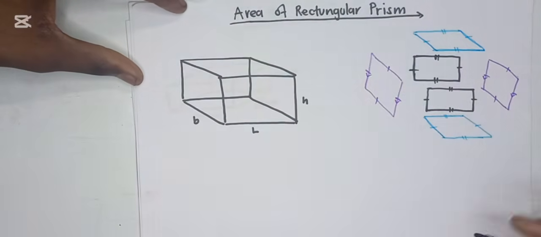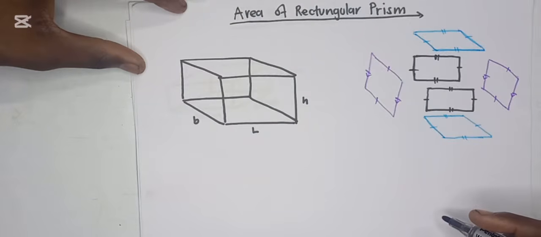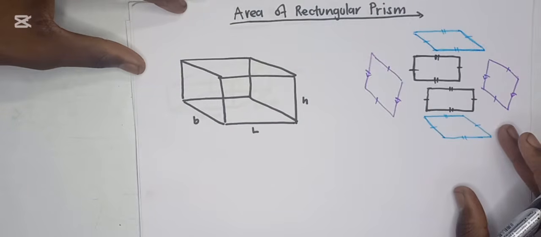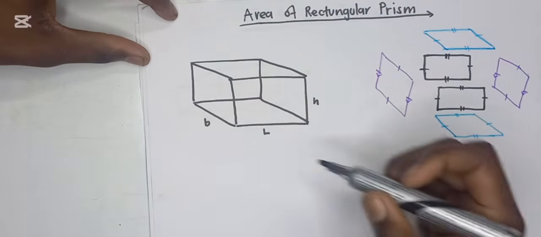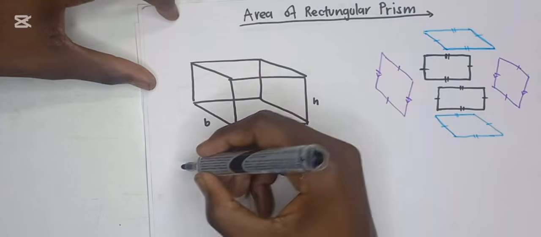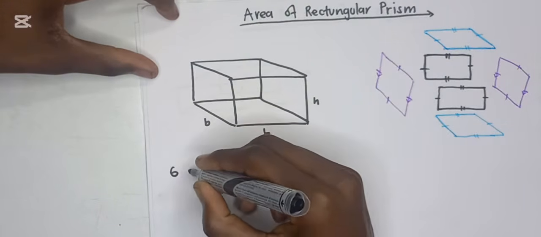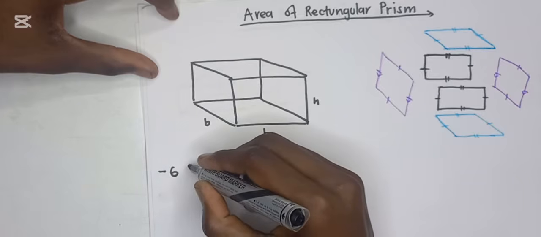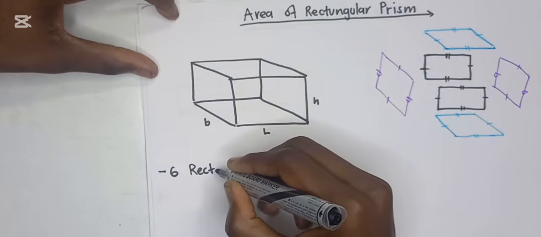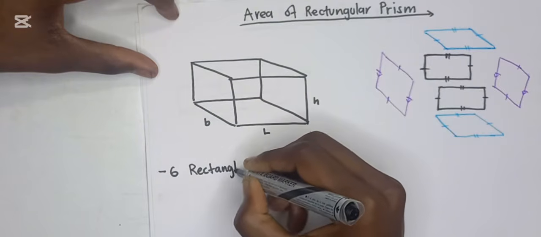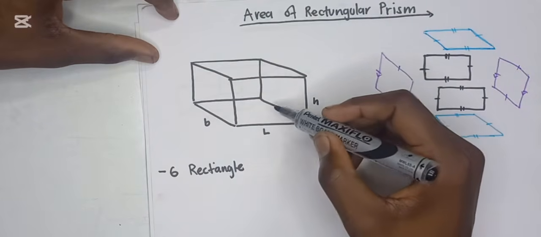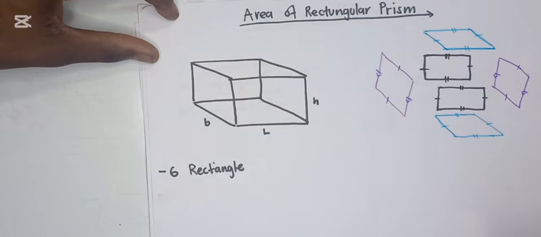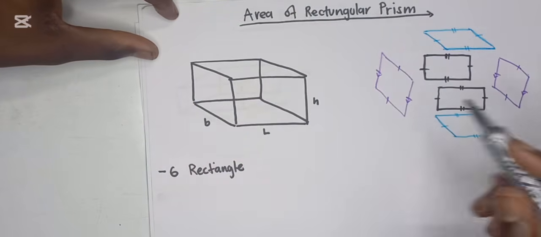So the area of a rectangular prism, there are two things that I want you to understand about it. One is that a rectangular prism is formed by six rectangles. If you can count them, 1, 2, 3, it's going to be six. So that's number one characteristic of the rectangular prism.